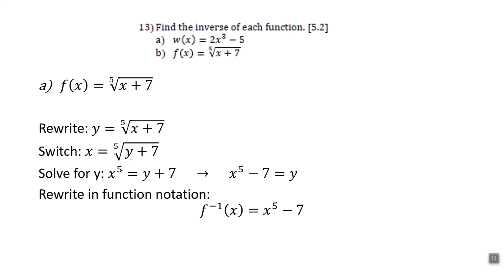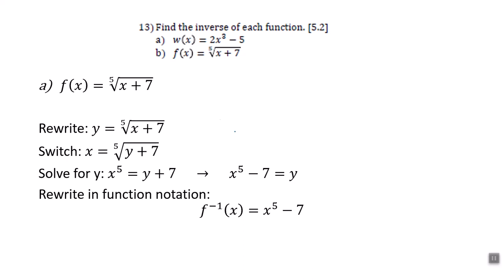Now we want to solve for y. So the opposite of the fifth root is the fifth power. So we'll take the fifth power on both sides. X to the fifth equals y plus 7. We'll subtract 7 to get y by itself. And that seemed a little too easy, but it's okay.